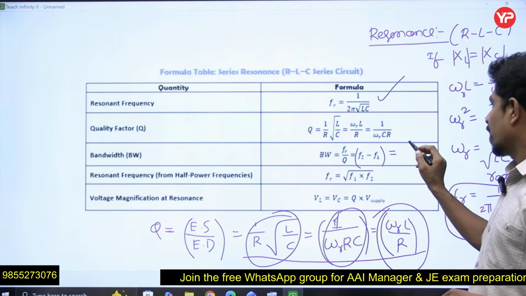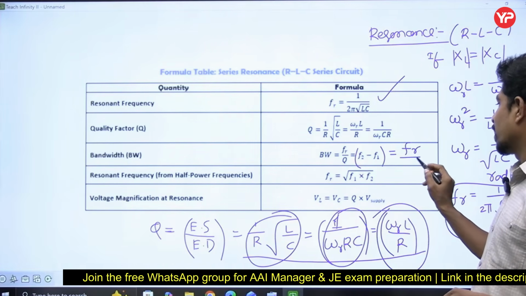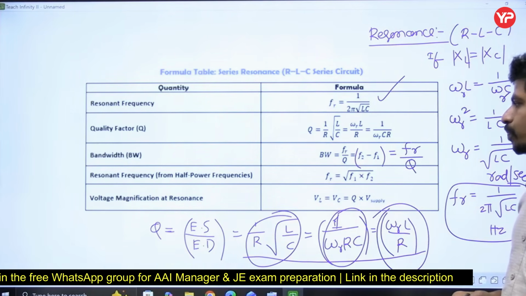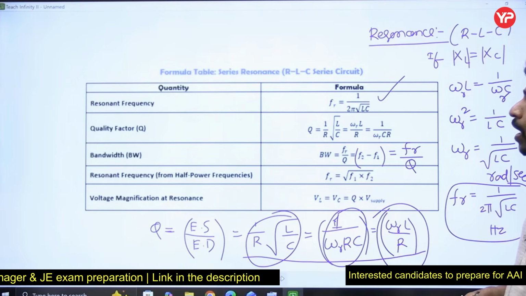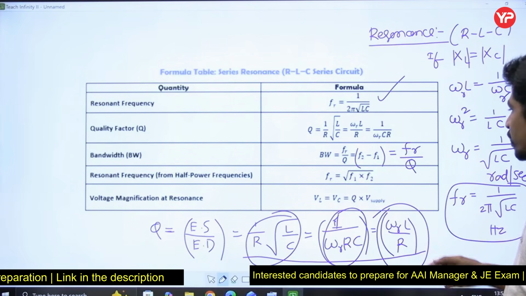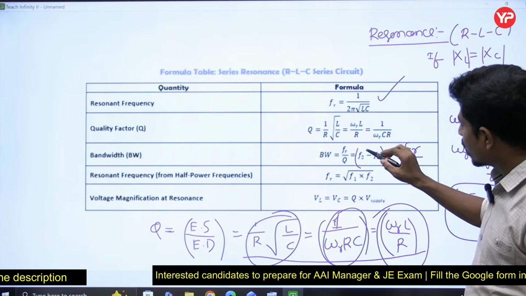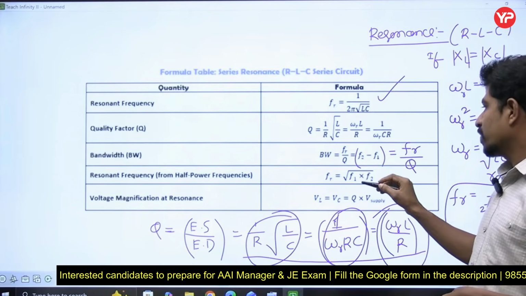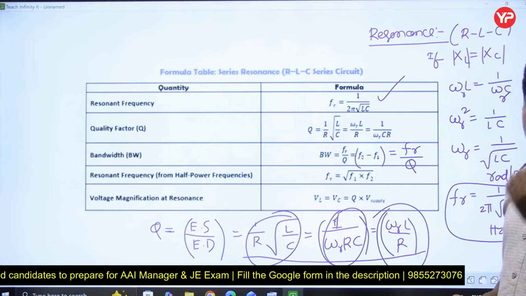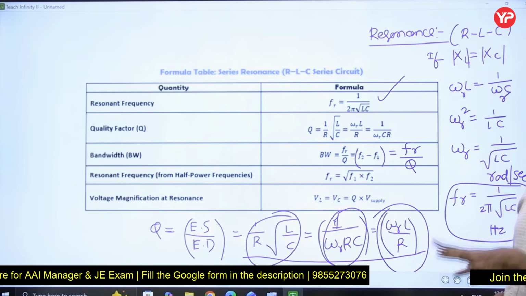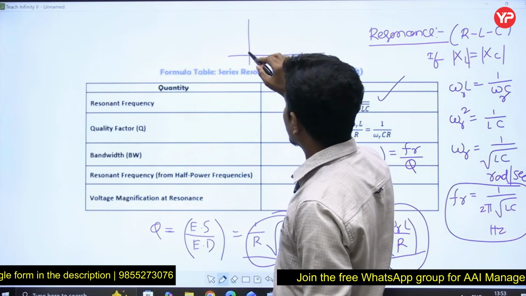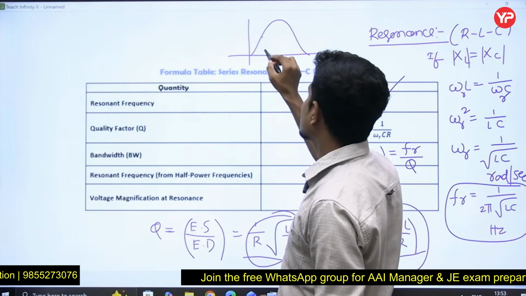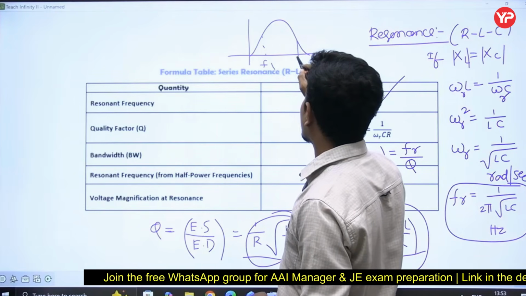That can also be written as resonant frequency by quality factor, FR by Q, right? So resonant frequency can be expressed using the half power frequencies. This F2 is called the upper cutoff frequency, and F1 is called the lower cutoff frequency. Those are also called half power frequencies, F2 and F1. What does it mean by half power, sir? Now if I draw it this way, this is F1, and this is F2.